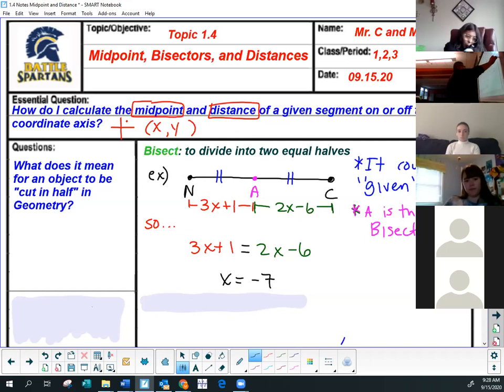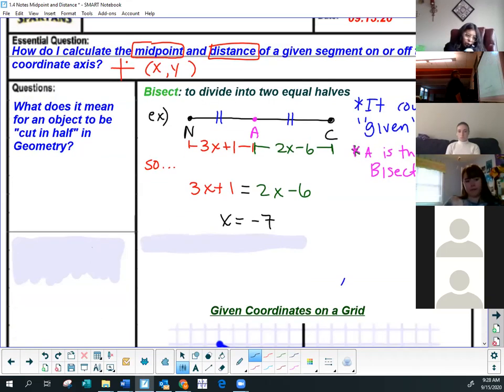Okay. But what if we're not told that? So what if we have a situation where we're not given the congruency marks? We don't know that we have a bisecting point or a midpoint or something. How can you tell then?